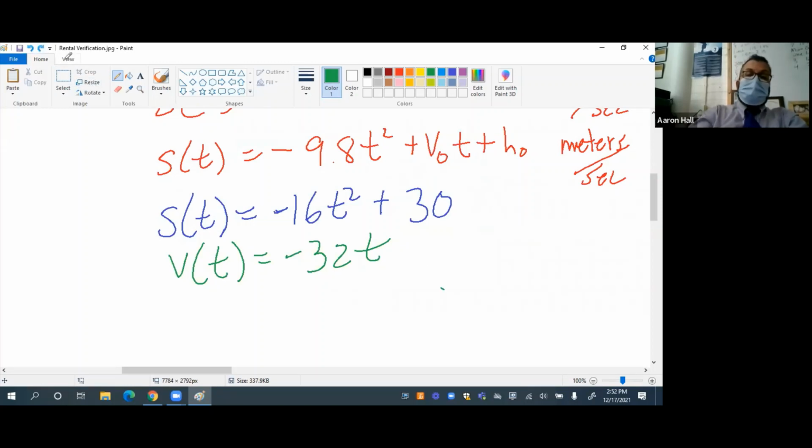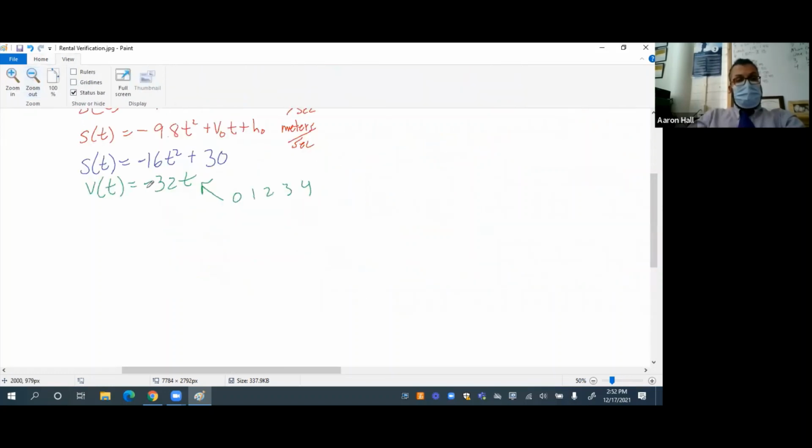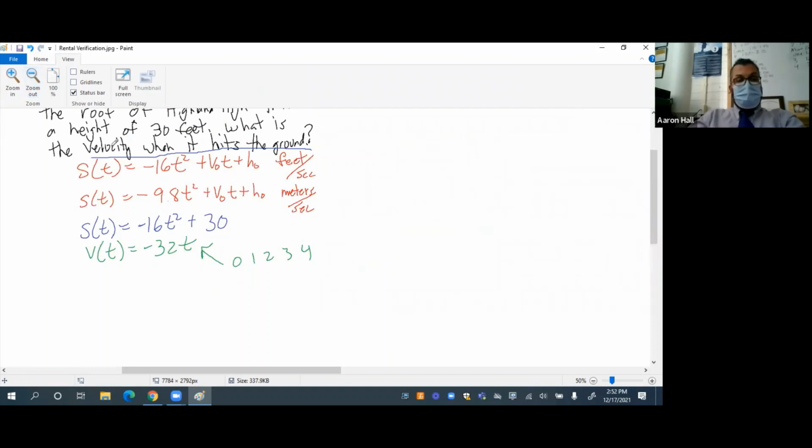Now I could just keep on plugging numbers into here, right? I could plug in 0 or 1 or 2 or 3 or 4, and it looks like the acceleration just becomes greater and greater. So how do I find out my velocity when the object hits the ground?